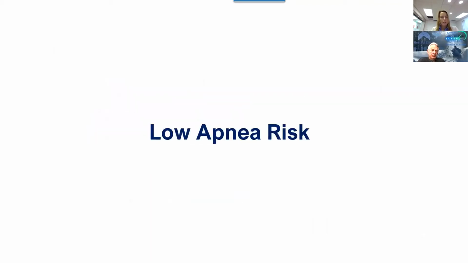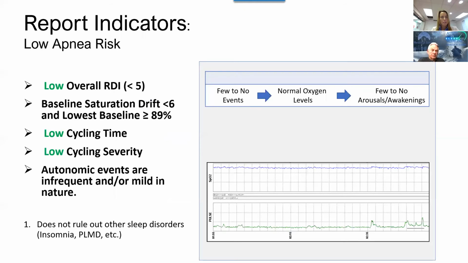Okay, and now we're going to get into some basic case examples here. So the first is low apnea risk. So overall, the things that we're looking for is a low overall RDI, less than 5, baseline saturation drift that's less than 6, and lowest saturation baseline at greater than 89%. We also want to see a low cycling time and a low cycling severity. And typically autonomic events are infrequent or they're mild in nature.